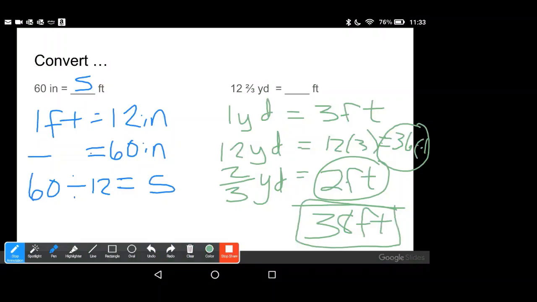Okay, and pay attention to when your answer gets bigger or when it gets smaller. If I'm going from yards to feet to inches, my answer is going to get bigger, because inches is the smallest and yards is the biggest. If I'm going from inches up to yards, my answer is going to get smaller. Sorry, if I'm going yards down, my answer is going to get bigger. So really look and make sure that your answer makes sense when you're doing this.